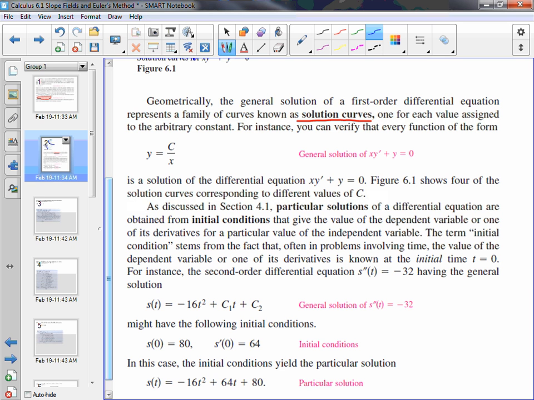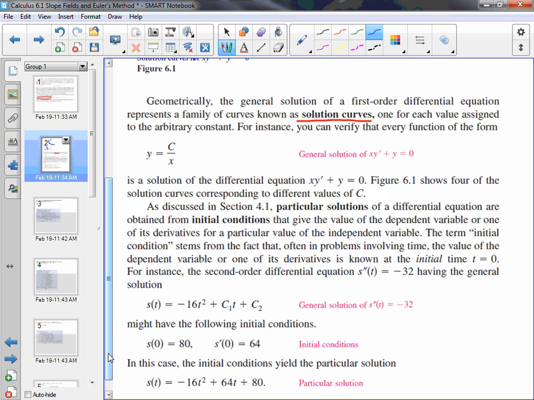Okay? The term initial condition stems from the fact that often in problems involving time, the value of the dependent variable or one of its derivatives is known at the initial time t equals 0. So even if it's not really t equals 0, we still call it an initial condition because they all just kind of got called initial conditions. Just like you'll call a Pepsi a Coke if that's what you call them. You know what I'm saying? They call them initial conditions, even if they're not t equals 0.